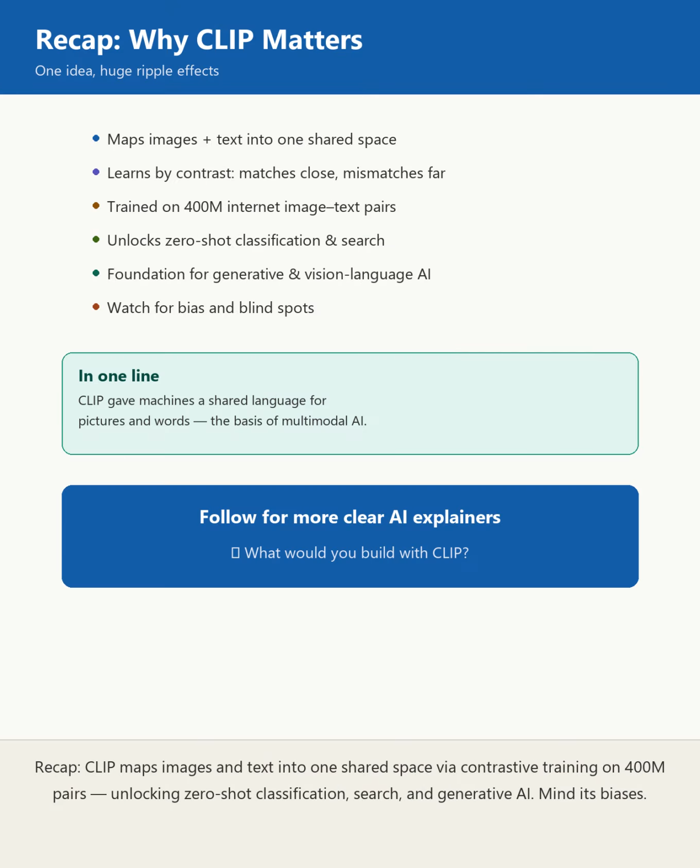Let us recap. CLIP connects images and text by mapping both into one shared vector space. It learns through contrastive training, pulling matching pairs together and pushing mismatches apart, across hundreds of millions of internet pairs. That unlocks zero-shot classification, powerful semantic search, and a foundation for generative and vision language models. Just remember its biases and blind spots.